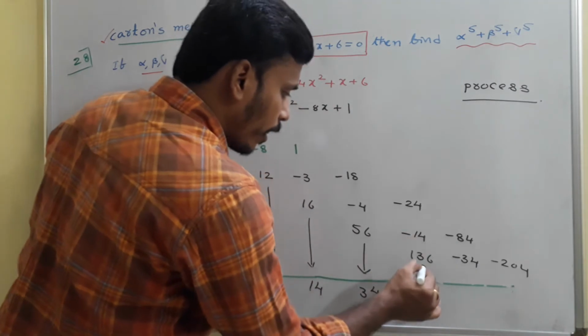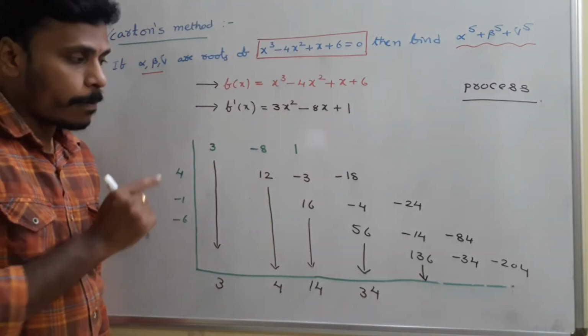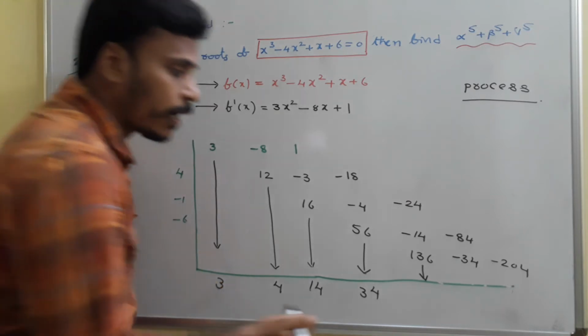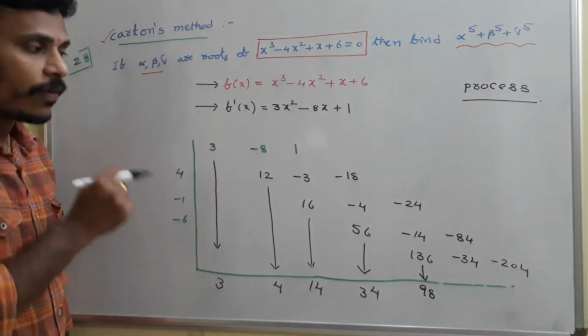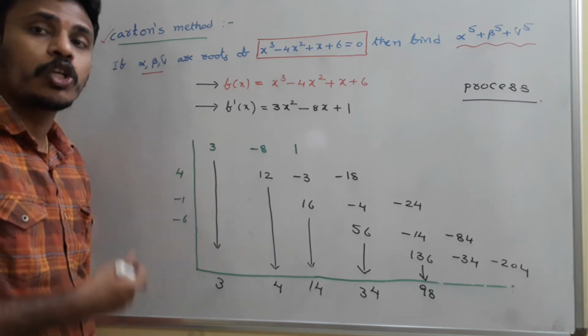Now what is this value? You just add 136 minus 38. 136 minus 38 is simply 98. Is it right? That value is 98. Still you need to continue. We have a chance to continue the process.